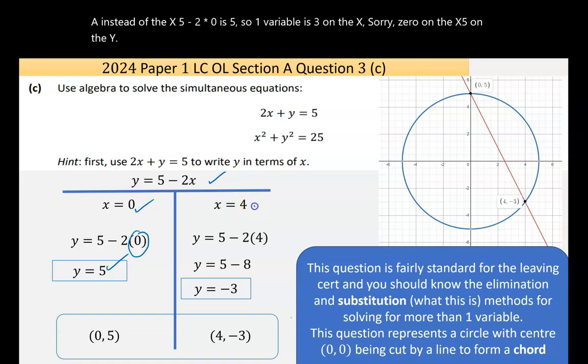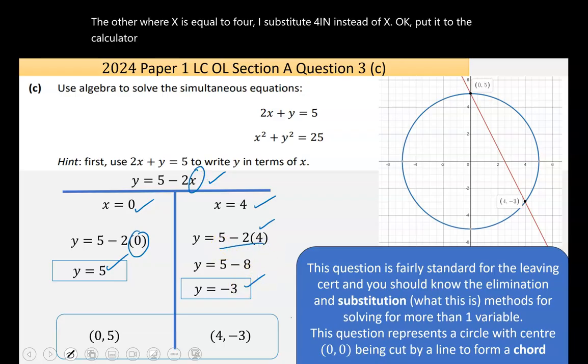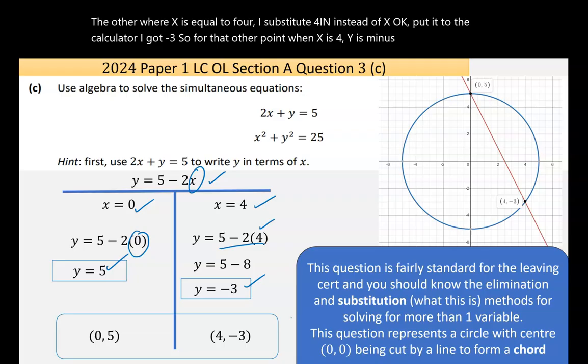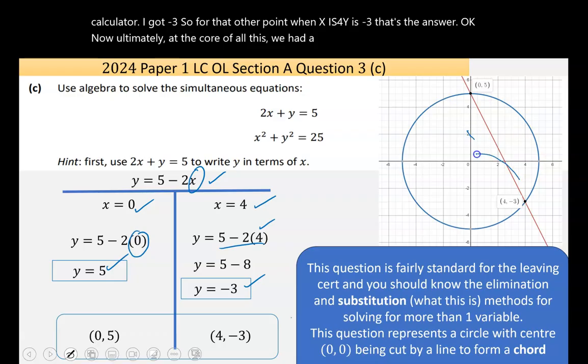The other, where x is equal to 4, I substitute 4 in instead of x. Okay, put it into the calculator, I got minus 3. So for that other point, when x is 4, y is minus 3. That's the answer. Okay, now ultimately at the core of all this, we had a line, okay, and a circle.